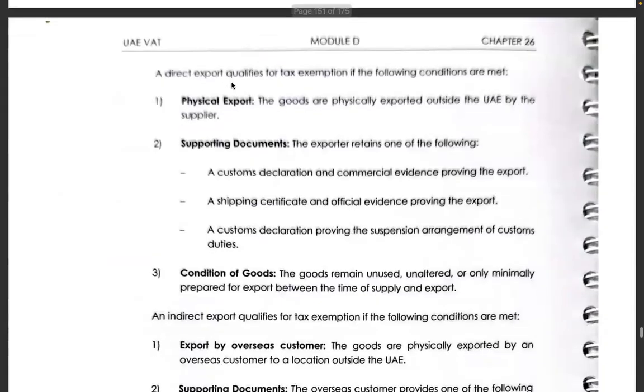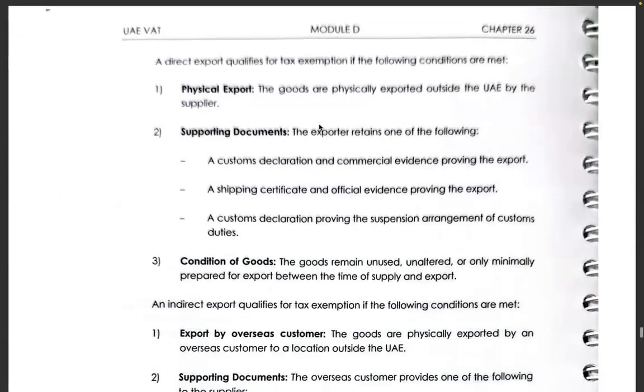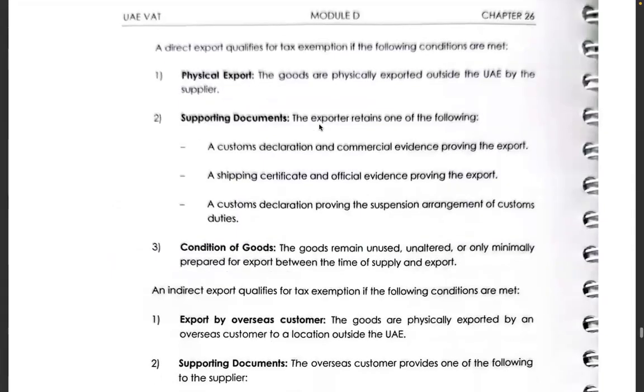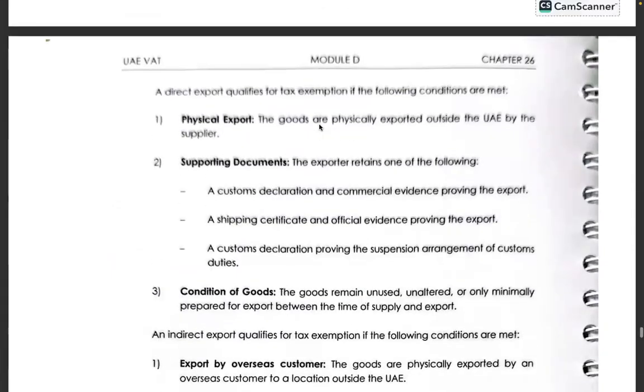A direct export qualifies for tax exemption if the following conditions are met. What are those conditions? First one, physical export. The goods are physically exported outside the UAE by the supplier. If that is the case, then the goods qualify for exemption.